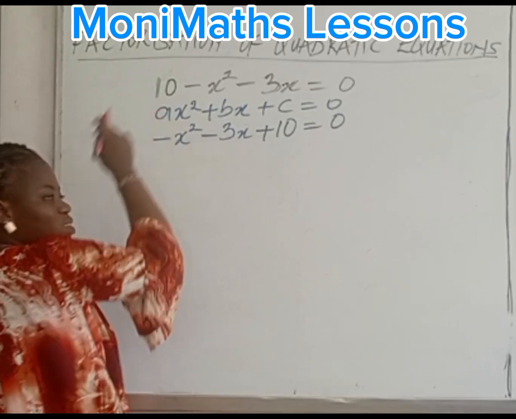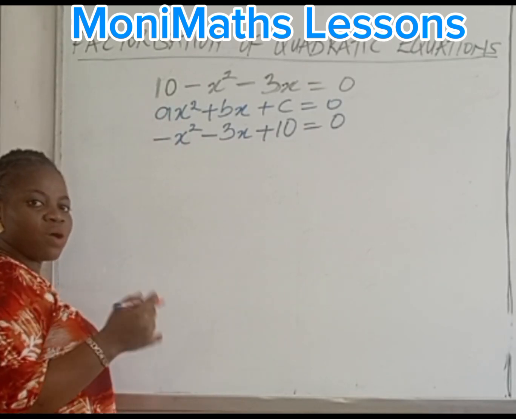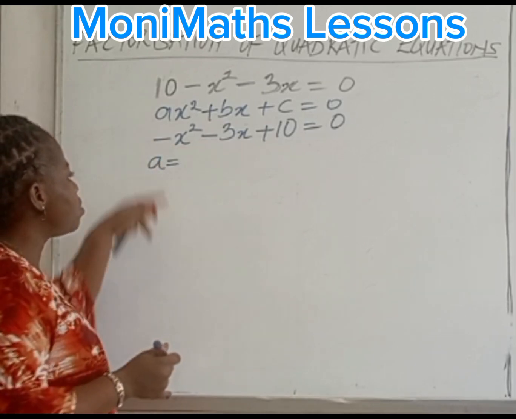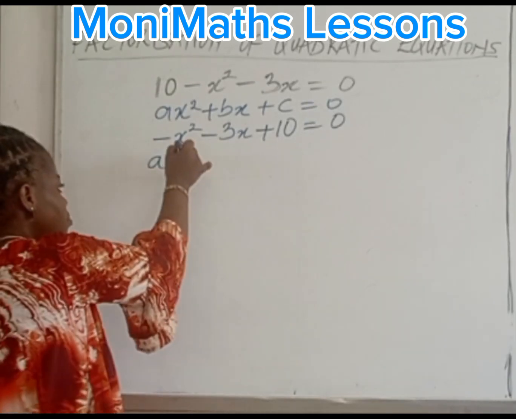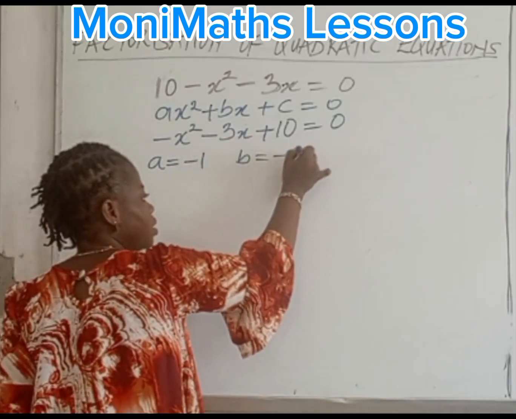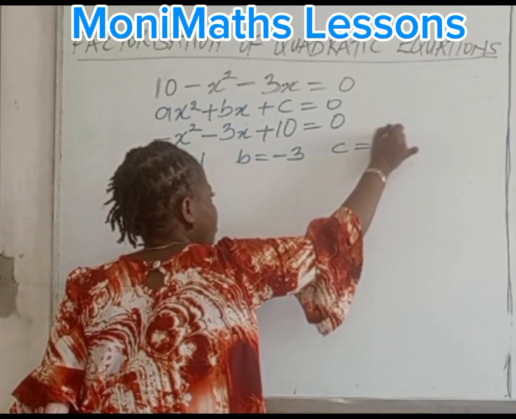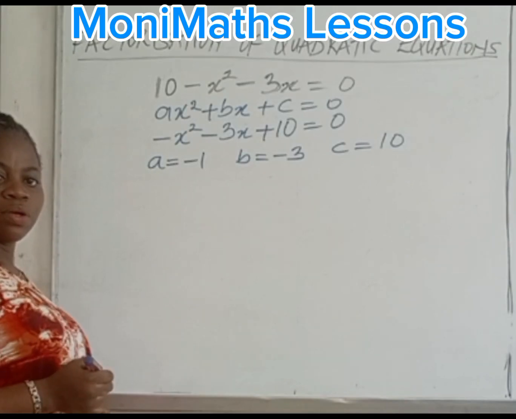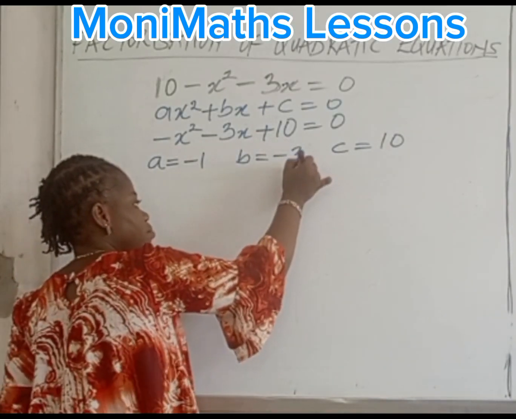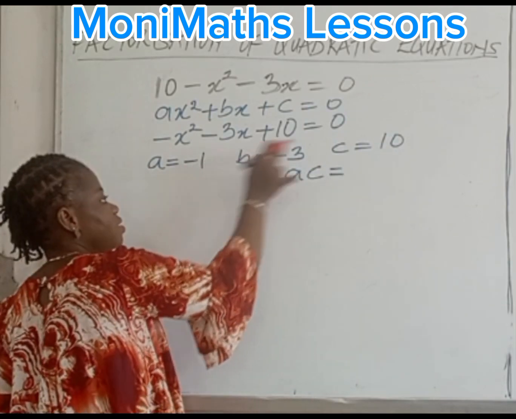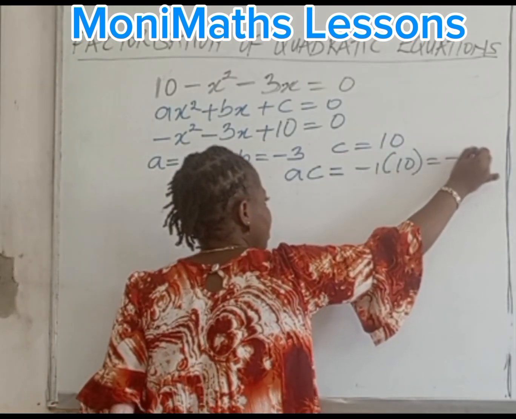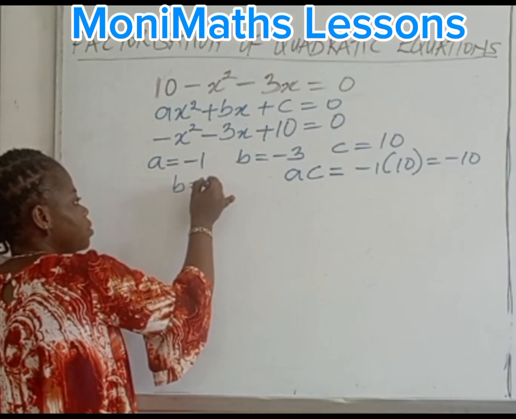So comparing with the general quadratic equation, that means my a is equal to minus 1. My b is minus 3. And c is plus 10. Like I said in the previous lesson, I need to obtain my AC, which is a times c. Minus 1 times 10, which is minus 10. And the b is minus 3.